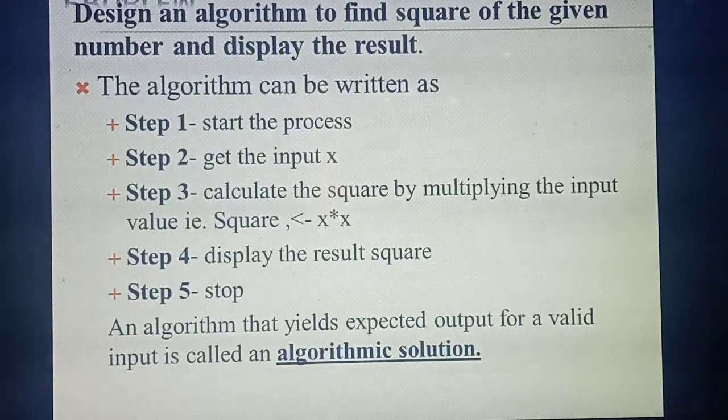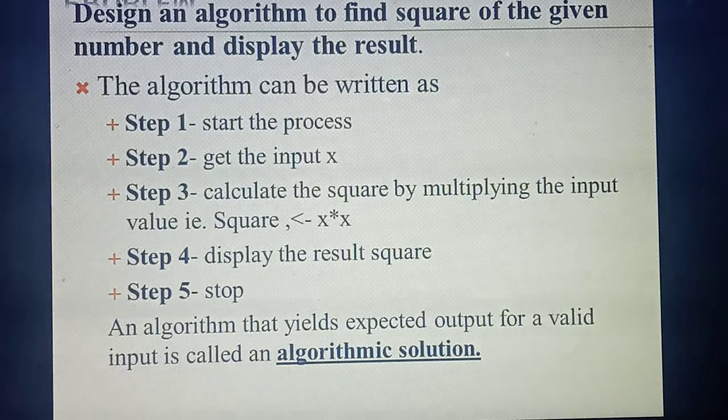Understood? Okay. So next, an example is given. Design an algorithm to find the square of a given number and display the result. So what problem is given? You are going to find the square of a number and display the result. The same thing you are going to write as an algorithm. So step one: what's the first step? You are going to start the process.